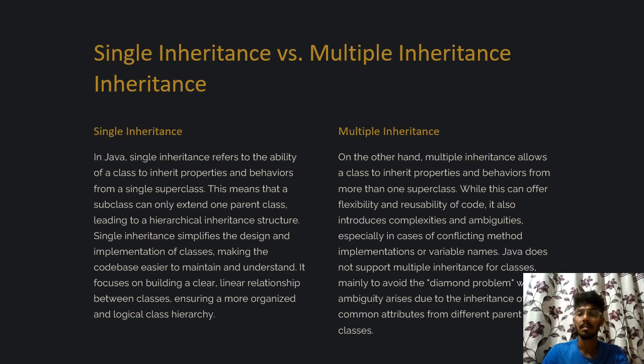On the other hand, multiple inheritance allows a class to inherit properties and behaviors from more than one superclass. While this can offer flexibility and reusability of code, it also introduces complexities and ambiguities, especially in cases of conflicting methods or variable names. Java does not support multiple inheritance for classes, mainly to avoid the diamond problem, where ambiguity arises due to inheritance of common attributes from different parent classes.